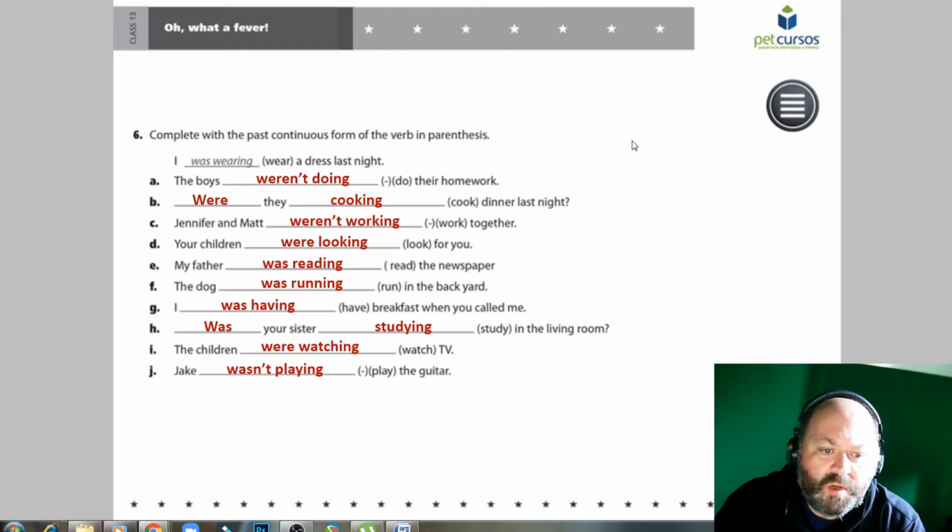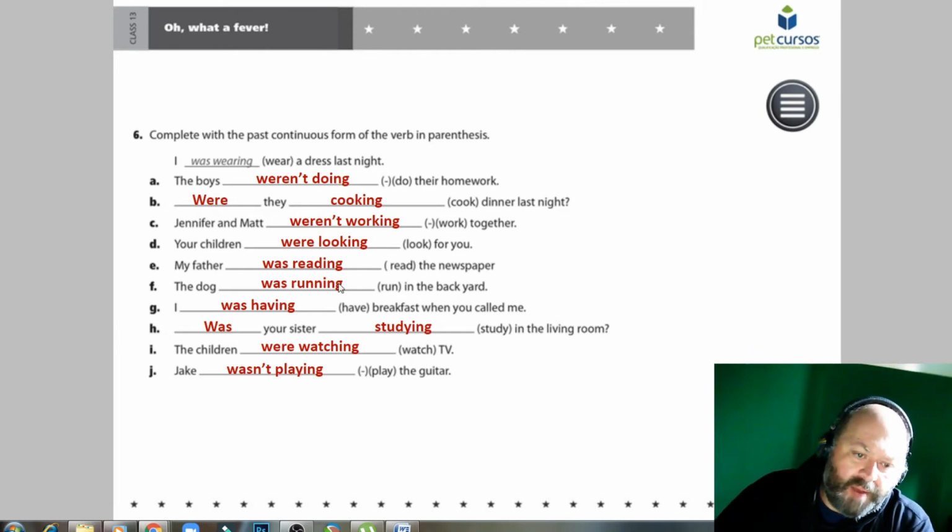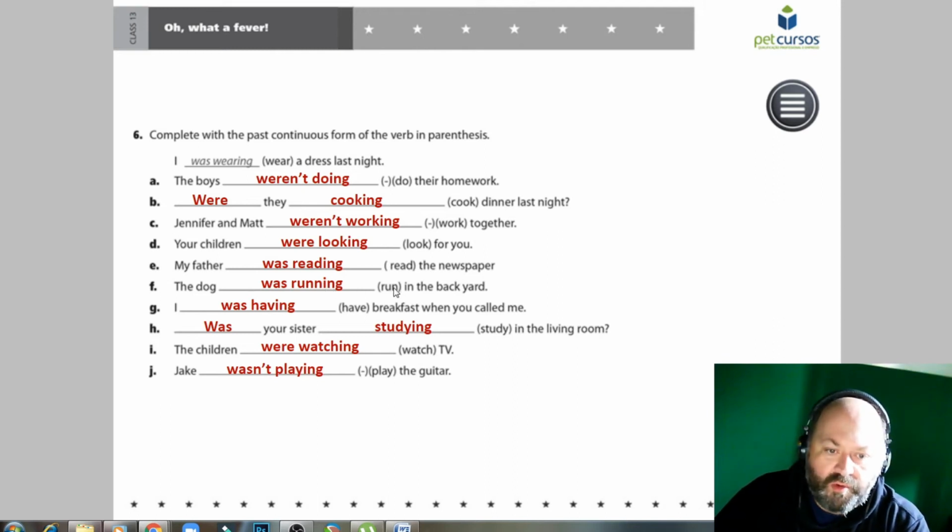My father was reading the newspaper. The dog was running in the backyard. Lembra lá que quando você transformou run com ing, consoante, vogal, consoante, acrescentou o n para fazer o running. G. I was having breakfast when you called me. Então a regra, outra regra aqui do ing, have, verbos terminados em e, tira o e para colocar o ing, certo?